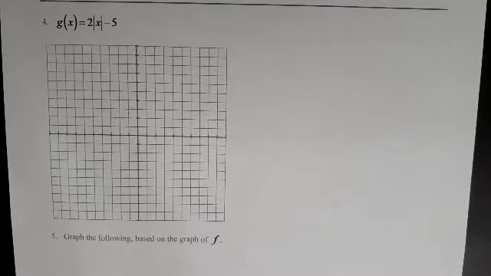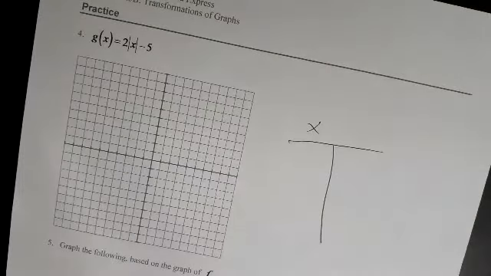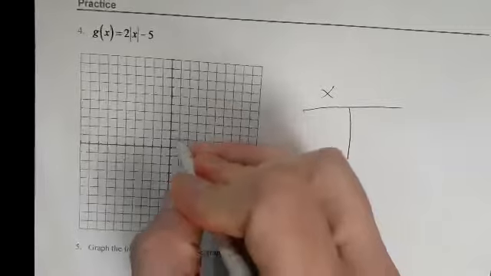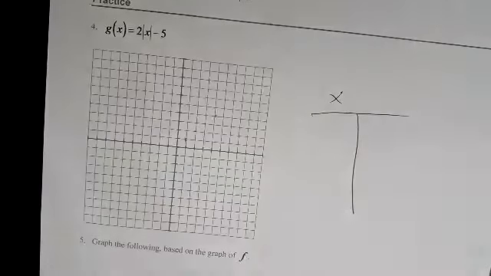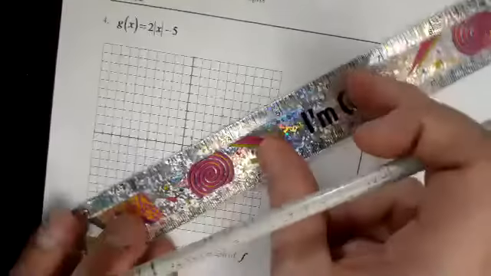Okay, so now we're looking at this. This is 2 times the absolute value of x minus 5. So there are a few ways you can do this. You can set up a table if you want. Or you can graph the absolute value function. Another way is we can go to absolute value function.